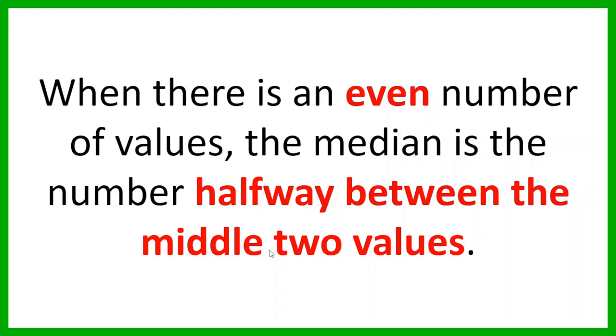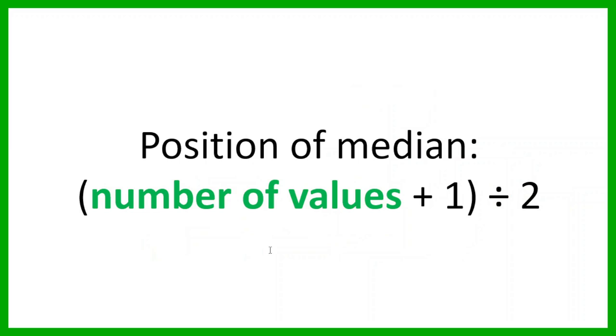You can also find the position of the median by taking the number of values, adding 1 to it, working that out, and then dividing the result by 2. Now, this is useful when you're working with a large set of data. It's not really necessary when you're working with a small set of data, but when you're working with a large set of data, it is useful. So it's a good idea to know how to do it.